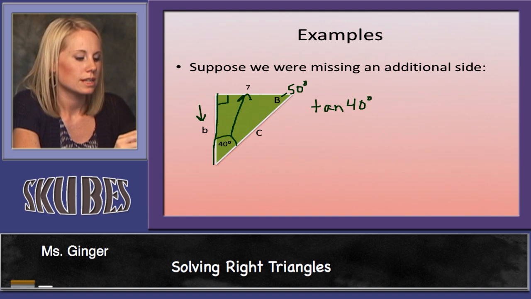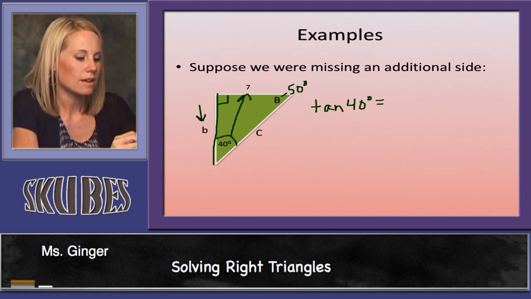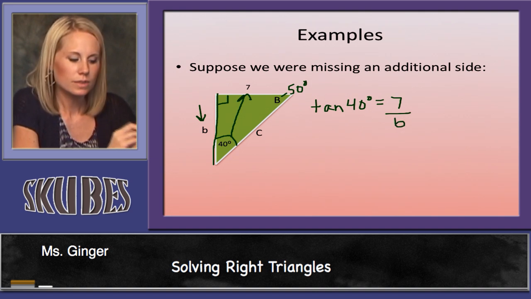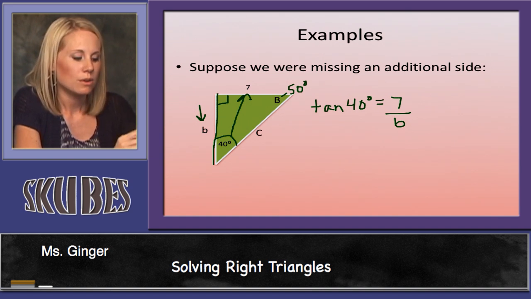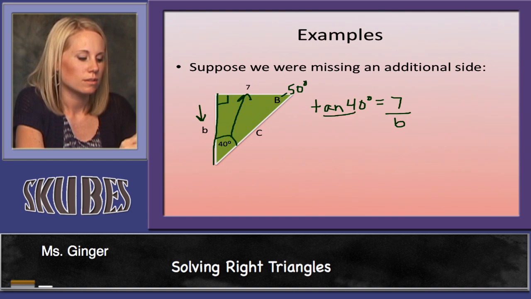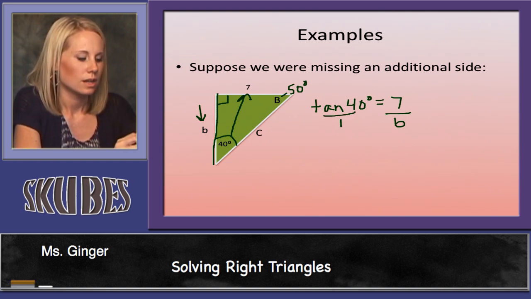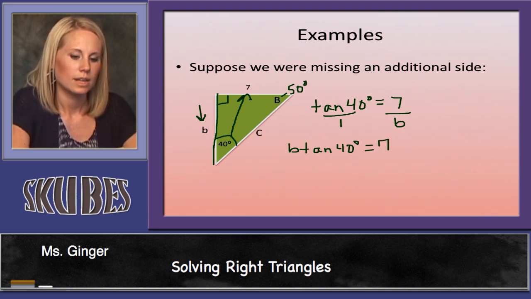Tangent of 40 degrees is equal to the pieces that I have that are opposite over adjacent. So I have a 7 in that spot and a b in the adjacent spot. So here's our setup. So what we're looking for again is b. When you have a fraction in your equation, you can always make the other side a fraction and cross multiply to get rid of the fraction if you like to do it that way. So you would have b times tan 40 degrees equals 7.